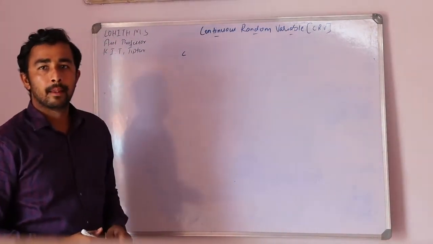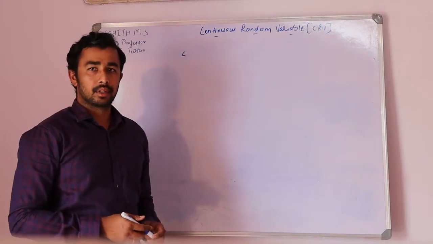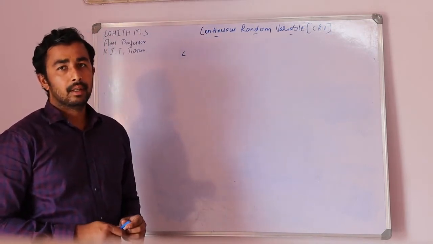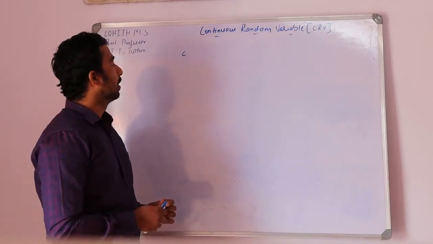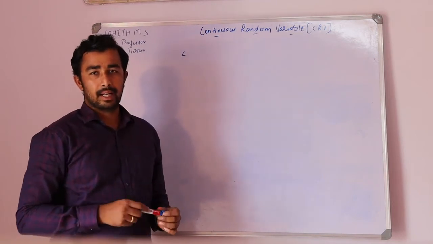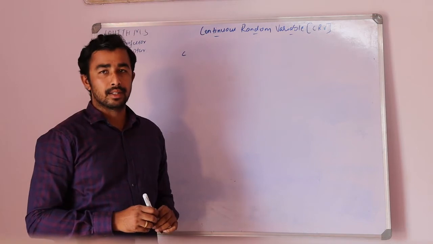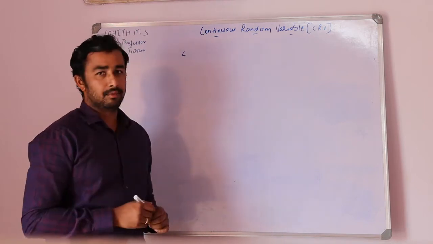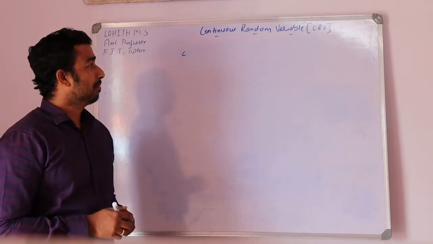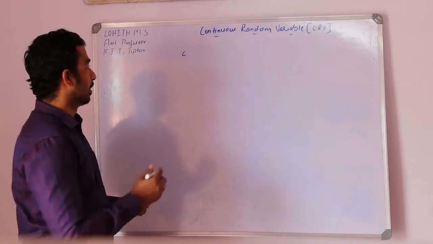Hello everyone. In the previous lecture, we have discussed discrete random variables. In this lecture, we will discuss the continuous random variable, and the cumulative distribution function and probability density function of a continuous random variable. A continuous random variable can take any value in an interval.